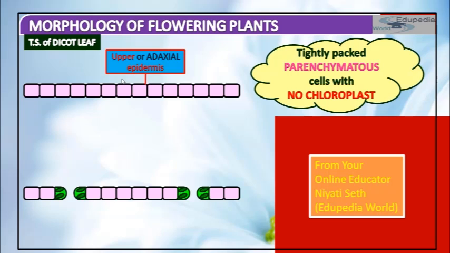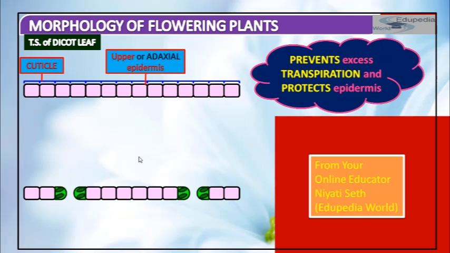Intercellular spaces are absent. Can you see intercellular spaces between the cells of the epidermis? No, students. They are very compactly packed with each other. So, intercellular spaces are absent in the epidermis of dorsiventral leaf. A cuticle surrounds both the layers. This blue line is representing the cuticle. Cuticle is a waxy substance, and it surrounds both the layers of epidermis, students.